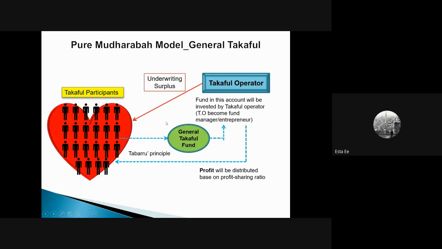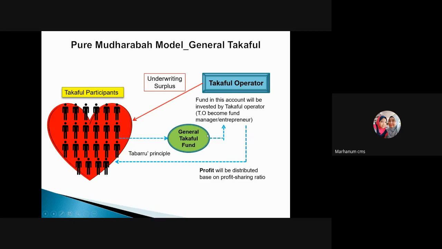So the underwriting surplus is only applicable in general Takaful, not family Takaful? No, it's basically applicable to both general and family Takaful. Is this one of the benefits in Takaful because there is underwriting surplus, whereas conventional doesn't have it? I think conventional also has underwriting surplus, but in conventional insurance, the underwriting surplus belongs to them. Because in Takaful, this fund belongs to the participant. The Takaful operator becomes a trustee.